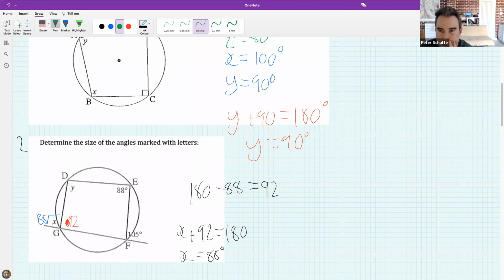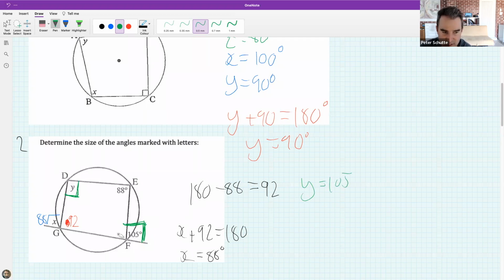Y. Oh, I said 180 minus 105. Now we must be careful because this 105 is the exterior angle. So what do you think y is going to be equal to? I didn't look at that, sir. So y is going to be 105. Exactly. Yes, sir. Perfect.